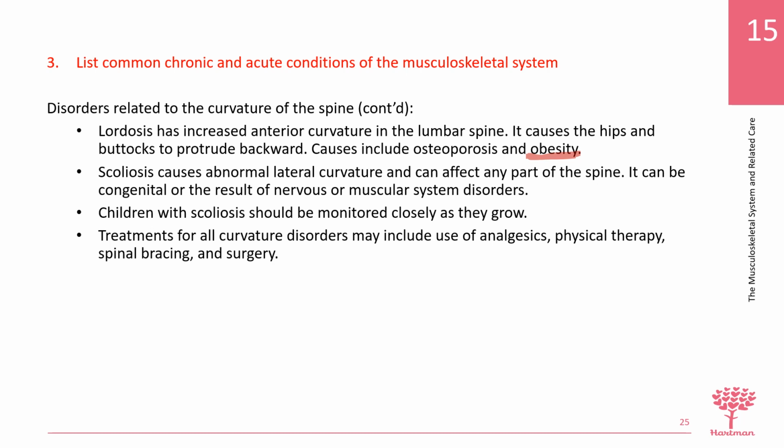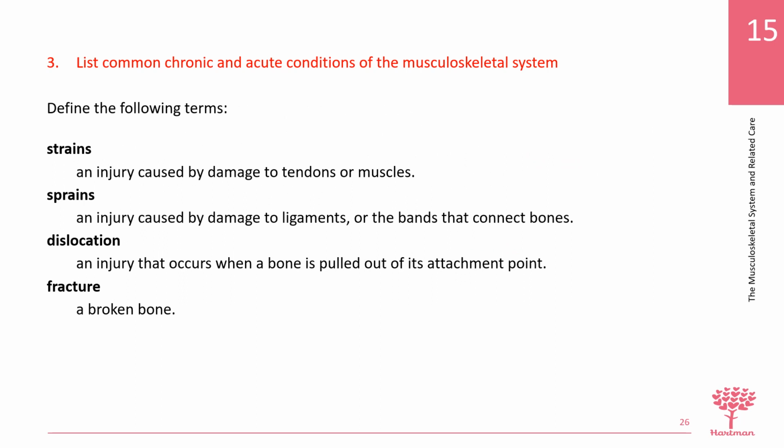Scoliosis causes abnormal lateral curvature and can affect any part of the spine. It can be congenital or the result of nervous or muscular system disorders. Now, children with scoliosis should be monitored closely as they grow. Treatments for all curvature disorders may include the use of analgesics. Again, this is what we'll learn in our pharmacology chapter. Physical therapy, spinal bracing, so that's wearing a brace, and even surgery will help as well.